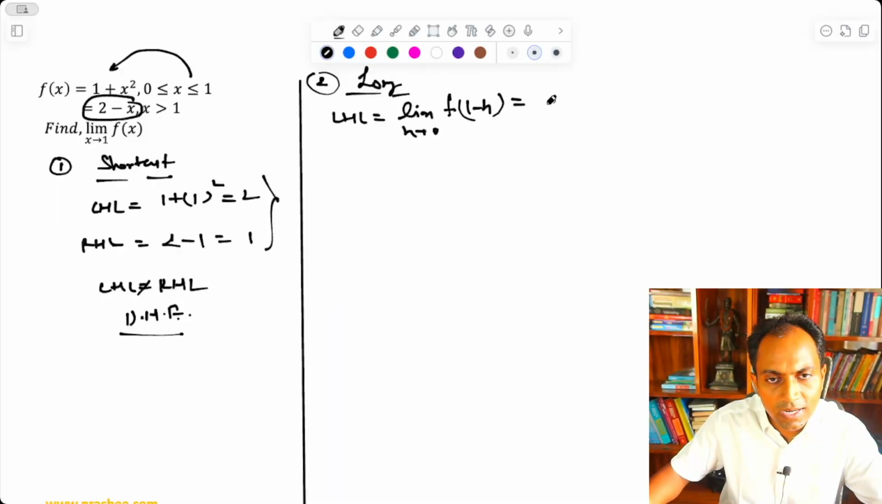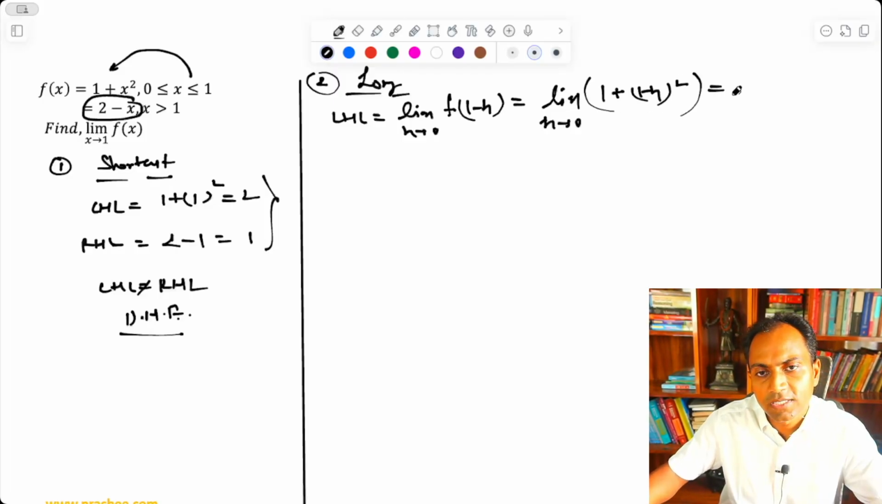And since we are looking at the function at 1 minus h, you will take the first part of the function. So we will consider the first one: 1 plus (1 minus h) whole square. After that I can do direct substitution. If I put h equal to 0, it becomes 1 plus 1 square, and the answer comes out to be 2.